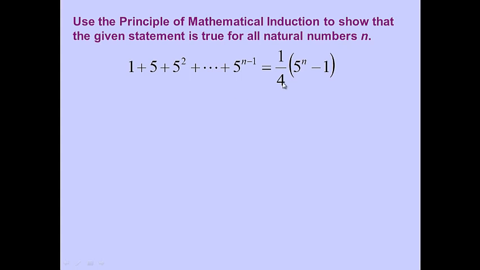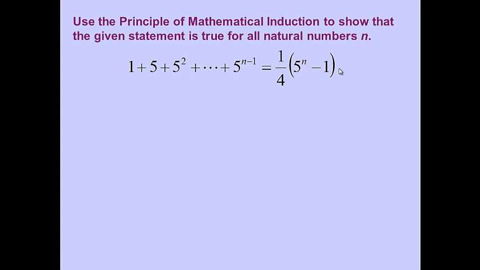We're showing that the sum of the sequence is equal to 1/4 times 5 to the n minus 1. Where does that come from? If you actually use the geometric sum formula, a sub 1 times 1 minus r to the n over 1 minus r, and just do a little rearranging of it, you'll get this formula right here.